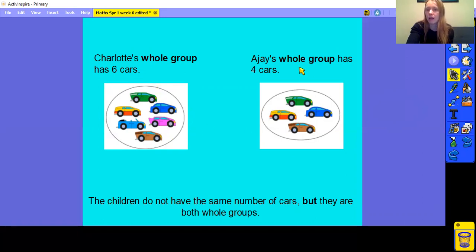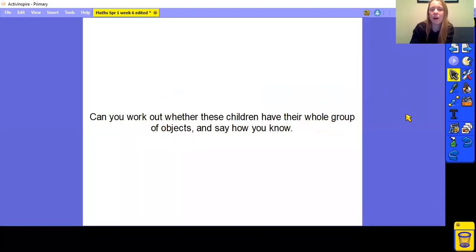AJ's group has 4 cars. And because there are 4 cars here, we know that we have the whole group because we have all of them. It doesn't matter. Whole groups do not need to be the same amount. As long as we have all of them, then that's okay. Now, let's see if we can work out whether these children have their whole group of objects and say how we know.